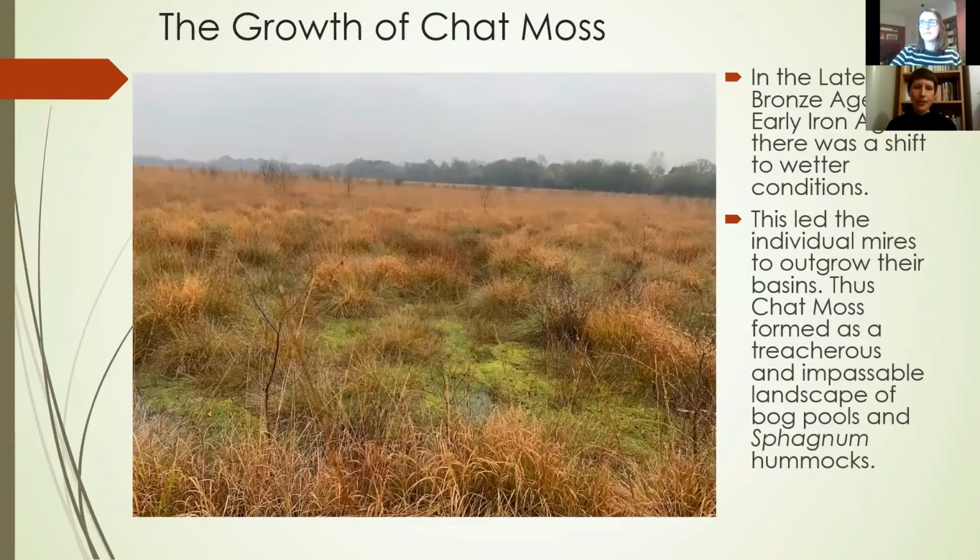So I'm going to move on to, we're going to return back to Chat Moss and say a little bit more about its growth now. In the late Bronze Age and early Iron Age, there was a shift to wetter conditions. This led the individual mires to outgrow their basins. Thus Chat Moss formed as a treacherous and impassable landscape of bog pools and sphagnum hummocks.